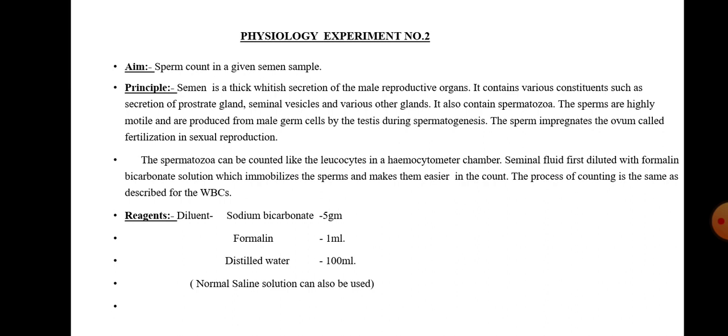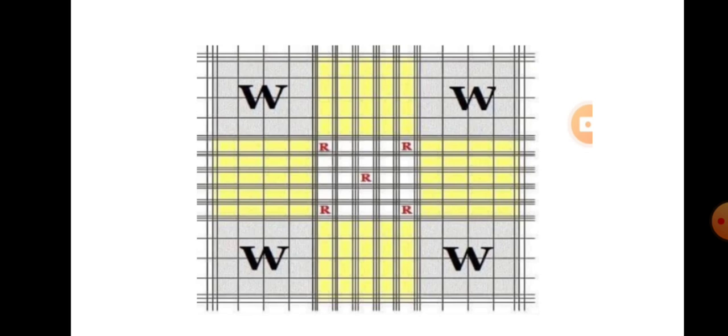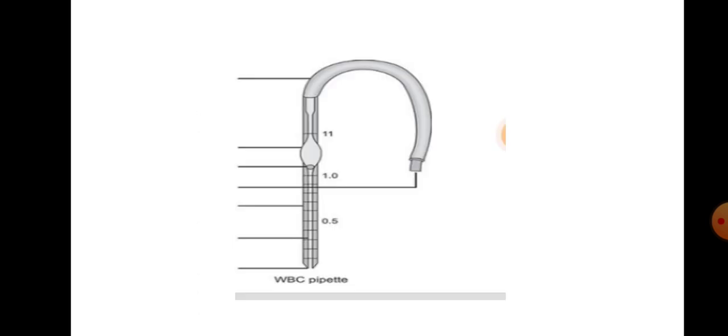So this diluent is prepared, or instead of this diluent, you can also use the saline solution to dilute. So this is the WBC pipette, with the 0.5 mark, then the 1 mark and the 11 mark, and the WBC pipette is identified by means of the white colored bead which is present in the bulb of this pipette.